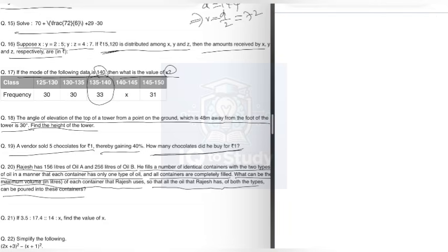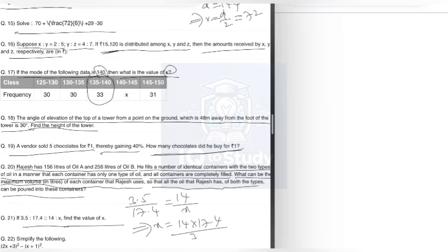3.5 is to 17.4 is equal to 14 is to x. Find the value of x. Which means x is equal to 14 into 17.4 by 3.5, that is equal to 4 into 17.4, that is 69.6.